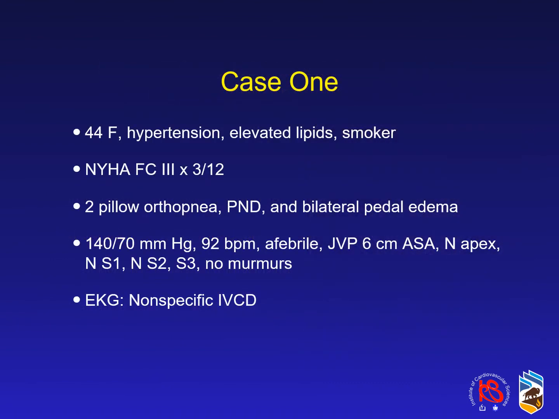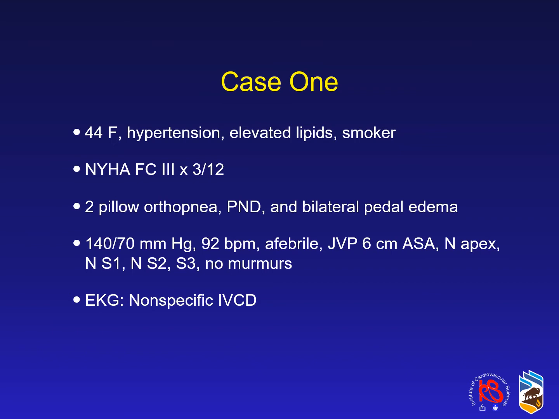Using a case-based approach, the first case is that of a 44-year-old female who has a past history significant for hypertension, elevated lipids, and a smoking history. Over the past 3 months, she noticed that she has New York Heart Association functional class 3 symptoms where she has difficulty climbing up a flight of stairs. She describes two-pillow orthopnea, new onset paroxysmal nocturnal dyspnea, and she has noticed bilateral pedal edema where it's difficult for her to put her shoes on.